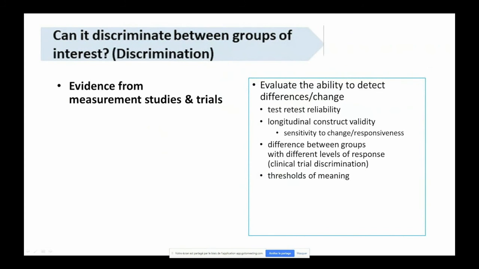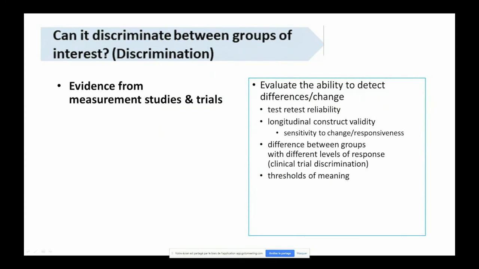Then there is the discrimination part, which is completely different from the reliability we talked about before. In that case, the instrument, the scoring system that we have already verified was developed in the right way, has to be able to discriminate and to detect different changes when it is used in trials or measurement study. So in that case, the focus is on evaluating the ability to detect difference or changes.